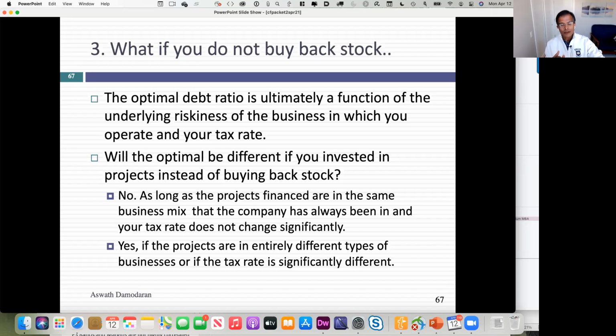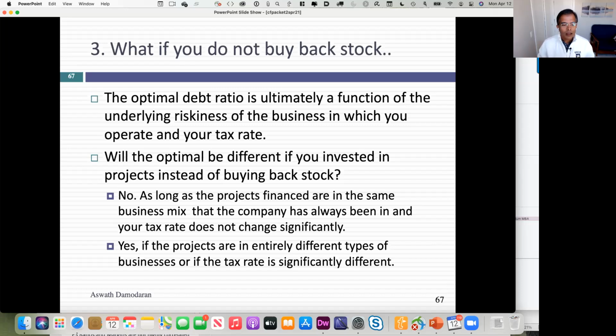Second, what if something goes wrong is really an assessment of what if there's a recession, what if my operating income drops? You're checking to see how durable, how robust your optimal is. And third, can you use this debt capacity to go out and take projects instead? Yes, as long as you're in the same business. You're not deviating on to riskier businesses.